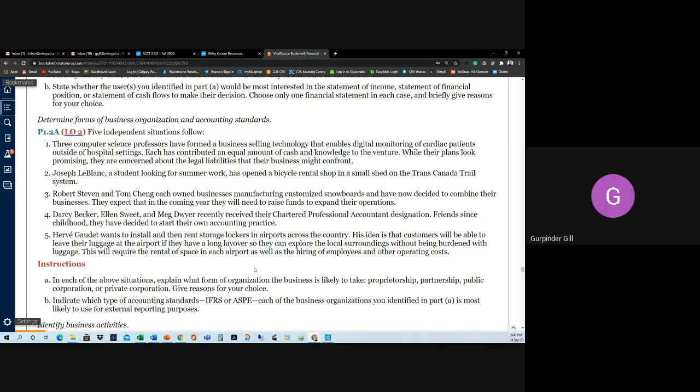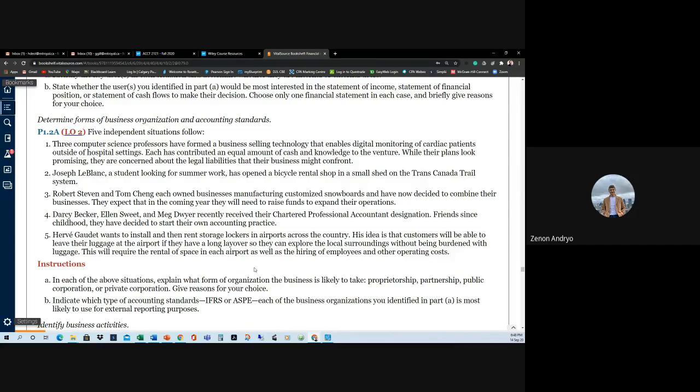Then we have Harvey, who wants to install and then rent storage lockers in airports across the country. His idea is that customers will be able to leave their luggage at the airport if they have a long layover, so they can explore the local surroundings without being burdened with luggage. This will require the rental of space in each airport as well as hiring of employees and other operating costs. Take your pick. Sole proprietorship or corporation? Probably corporation. And why is that?